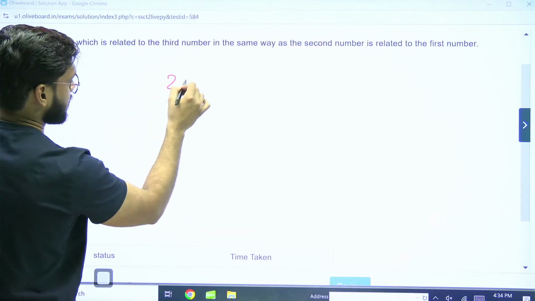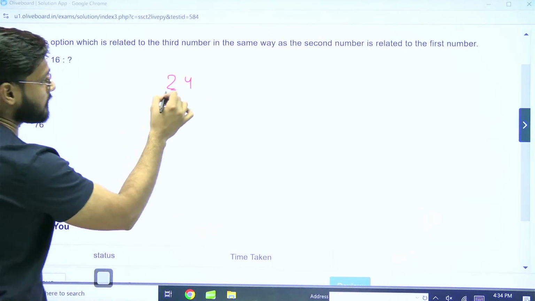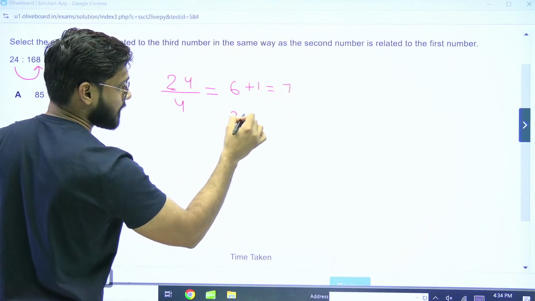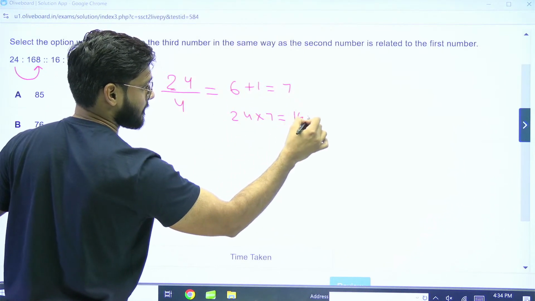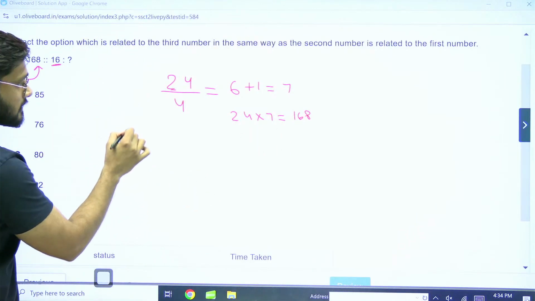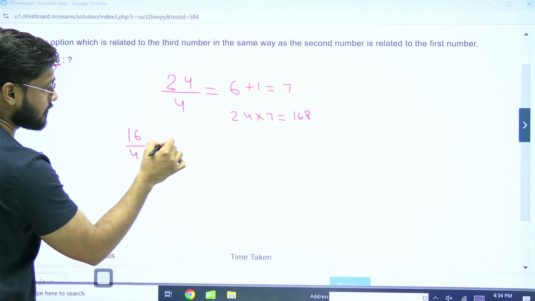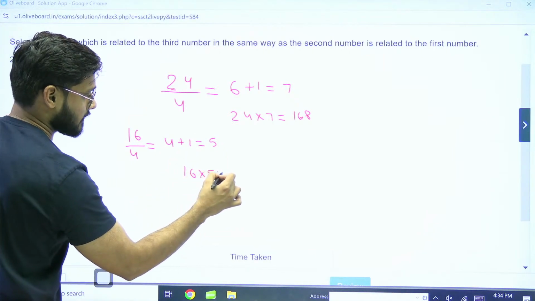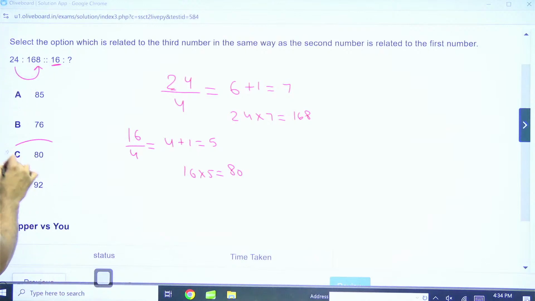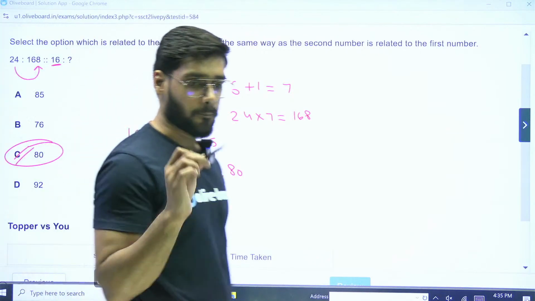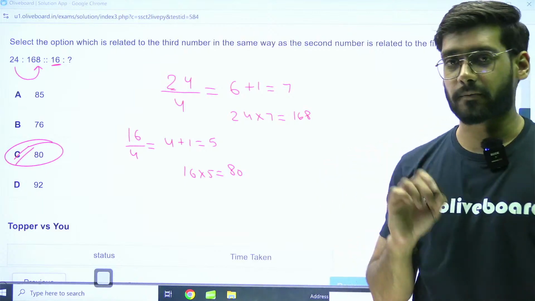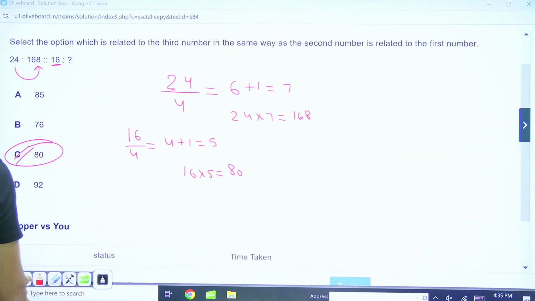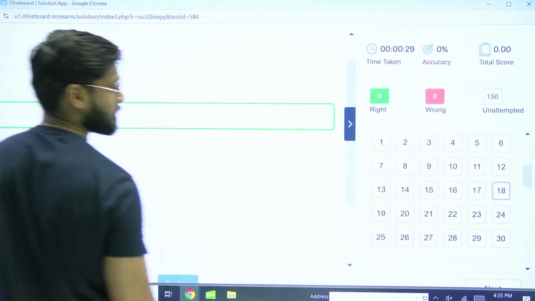How can we make 7? If I divide 24 by 4, we will get 6, plus 1, 7. Now multiplying 24 by 7, I can get 168. Similarly, doing the same logic with 16, 16 divided by 4, I will get 4, plus 1, I will get 5. So 16 into 5, I can get 80. Do we have 80 in the options? Yes, we have option number C, 80. So let's mark option C. C, 80 is the right answer.